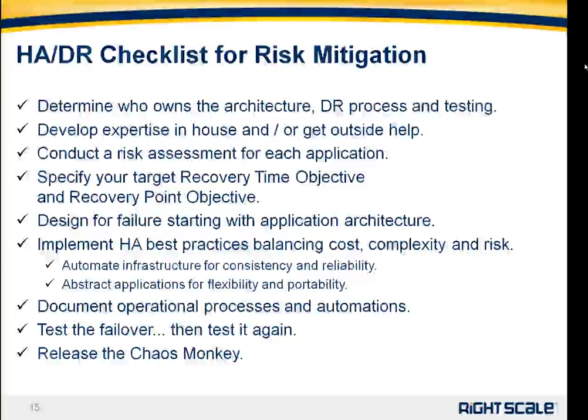You want to develop some expertise in-house or get some outside help to assist you in doing these HA and DR designs. Conduct a risk assessment on each app. Figure out where the pain points are, where the availability concerns may be. Specify your RTO and your RPO. The more aggressive they are, the more complex and or costly your solution around them is going to be. As Michael stated from the very beginning, you want to design for failure. Basically assume everything's going to fail and find ways to mitigate around that.